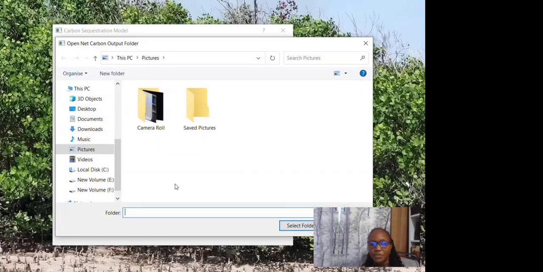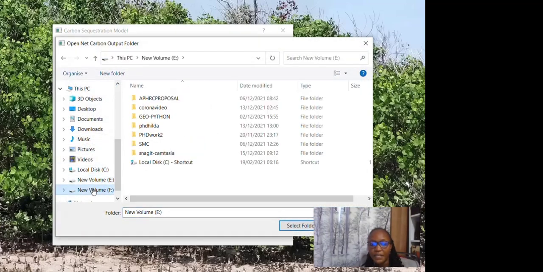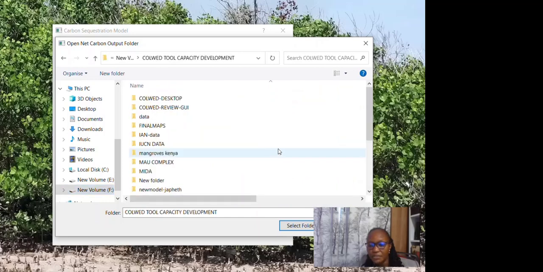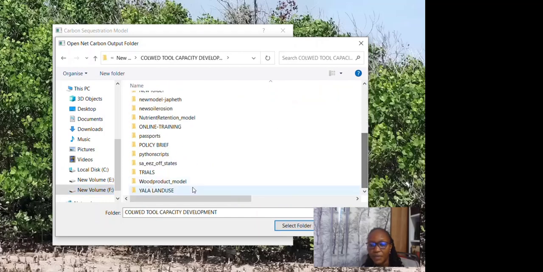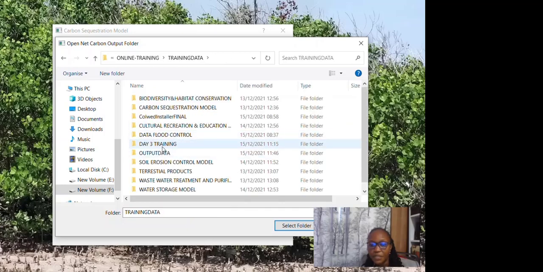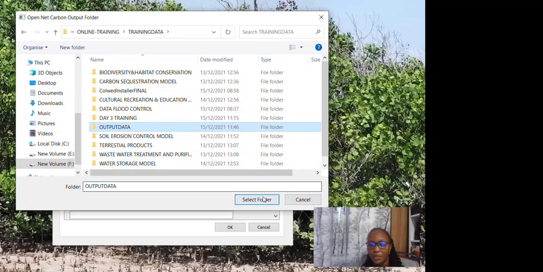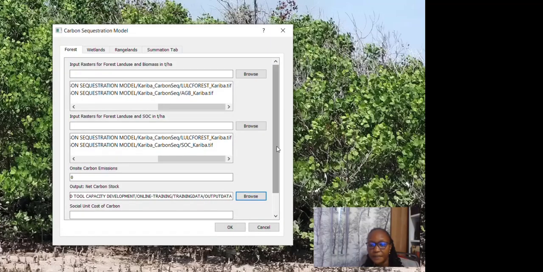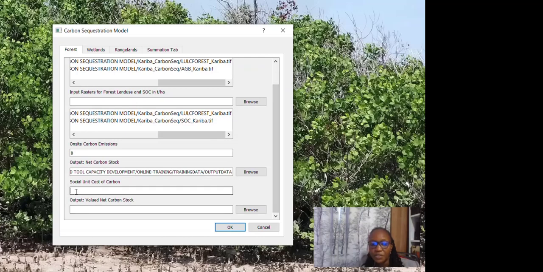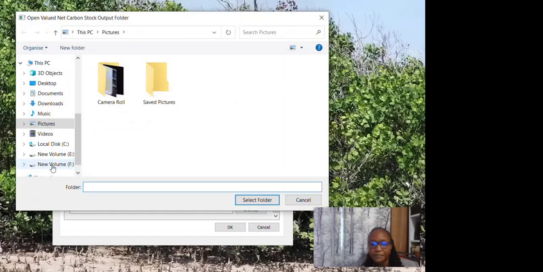Then you browse and highlight the folder where you'd like your files to be saved. For my case, I'm still using the training data folder where I have an output data. All the files will go there. I select it. And then the social unit for carbon, the last time I checked was around 1,000, but always check the prevailing market price of the social unit of carbon so that you can have an accurate figure to use there.